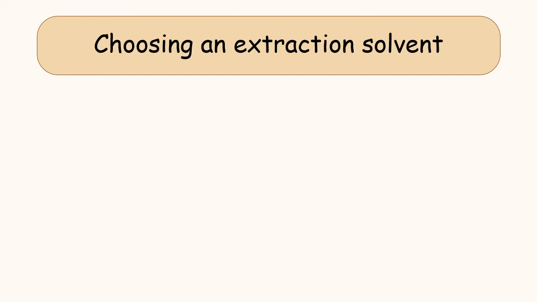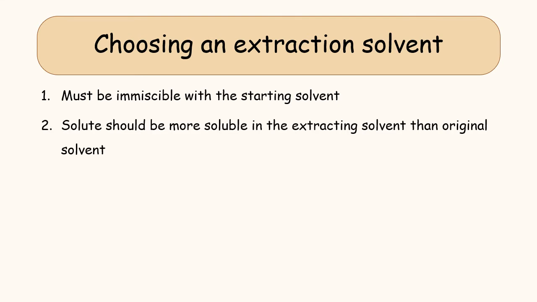Now, when it comes to choosing an extraction solvent, there are some things that you need to consider. The first thing is that it needs to not be soluble in your starting solvent. So they need to be immiscible. They need to form layers. The second thing is that you always want to make sure that the thing that you want to extract is more soluble in the solvent you're choosing than the solvent it's starting with.